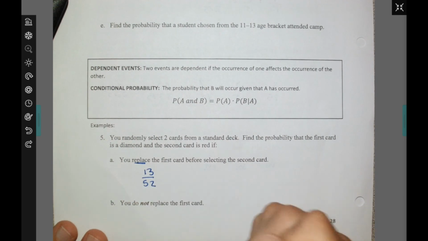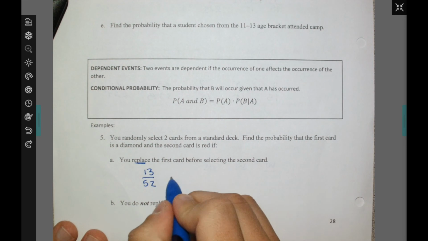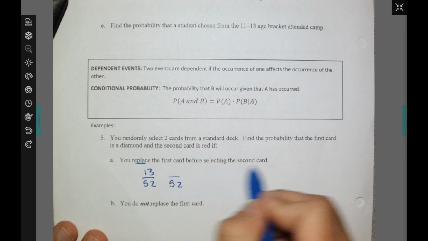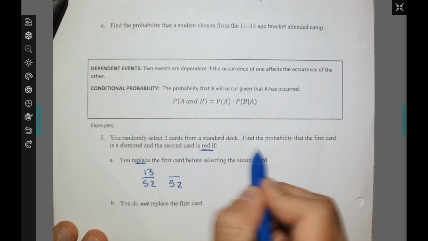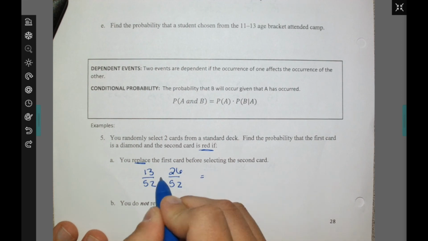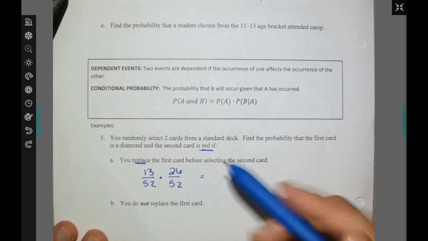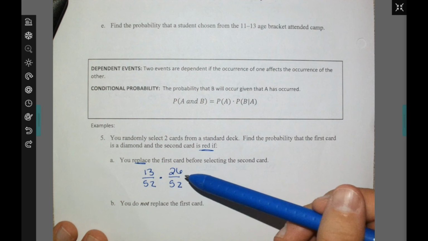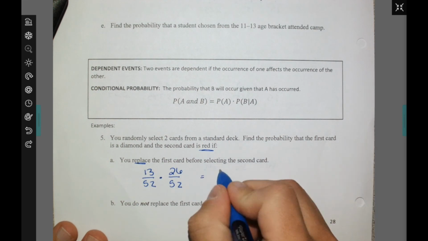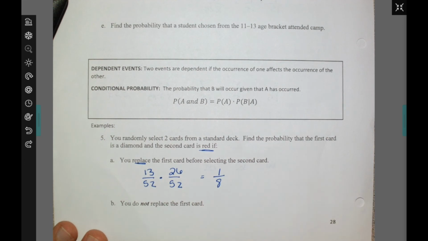I now put the card back in, and then I draw again. So if I put the card back in, we're still out of 52. They now want a red card, so there's 26 reds in the deck. That would be how we do it. We're multiplying because we want a diamond and a red. When we go ahead and do that, it's going to end up with a probability of 1/8.